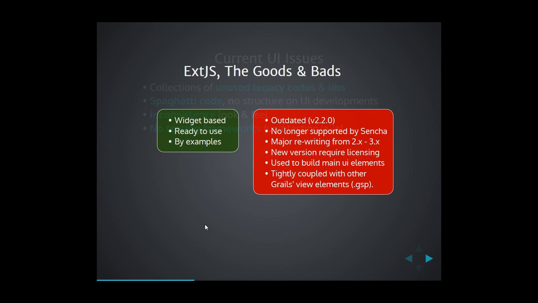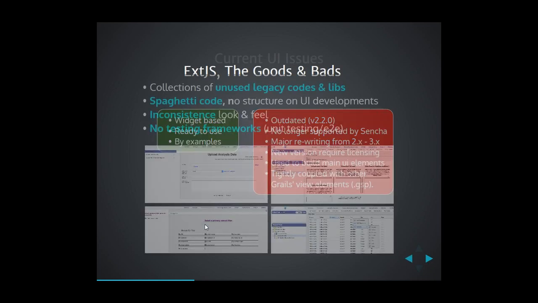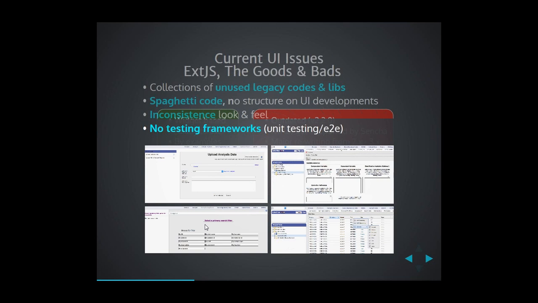It's widget-based and ready to use, so it's really simple for programmers who don't really know front-end development, and there are a lot of examples out there. But it's outdated, because now it's 2015 and we are still using a version released in 2008. This version is no longer supported by the company behind the library, and there was a major rewrite from 2.x to 3.x. We also tried to upgrade this library last time, but if you upgrade it, everything will not work because the commands are so different. The new version requires licensing, and the licensing is a little bit suspicious, as it's not fully GPL version 3.